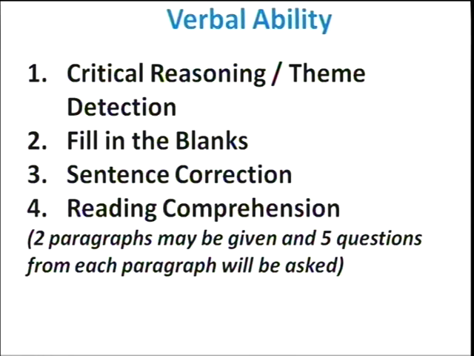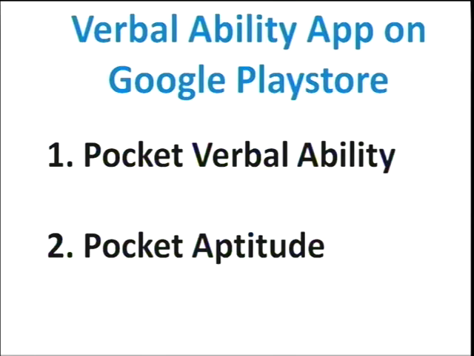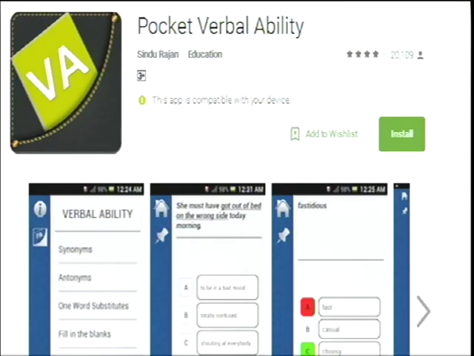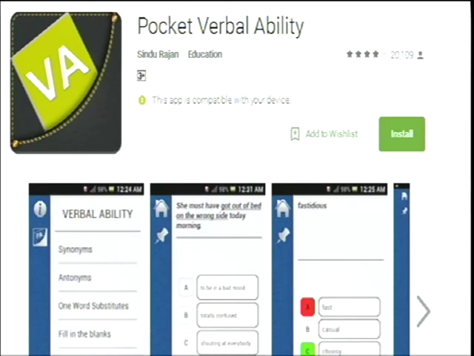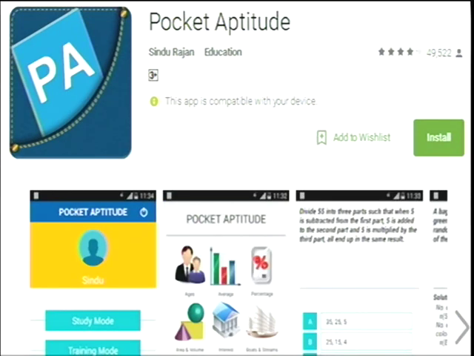You can make use of the free app which is available on Google Play Store, Pocket Verbal Ability and Pocket Aptitude. This is how the apps will look. Please install it. It's free of cost, so you don't have to pay for it. If you have an Android device, go to Google Play Store, search for Pocket Verbal Ability and Pocket Aptitude. So you can go ahead, download, and start practicing. I had been emphasizing the need for practice. The more you practice, the better it is for you.